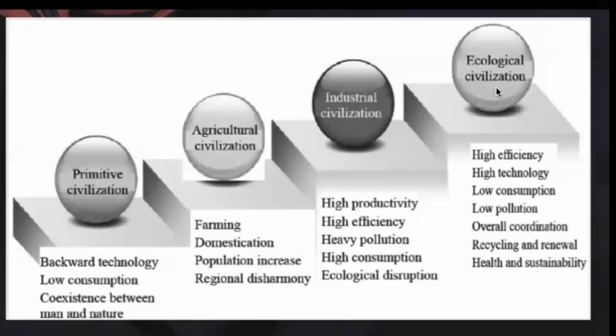And then they are saying that we should be heading for ecological civilization: high efficiency, high technology, low consumption, low pollution, overall coordination, recycling and renewal, health and sustainability. All of these rather admirable. The problem here is that this is an average that describes only one set of cultures. For an ecological aspiration, this chart seems rather ignorant of the reality of vast ecological variation, much less its relationship to human social variability. This is a one-way track going from negative bad things to enlightened, from primitive to advanced.